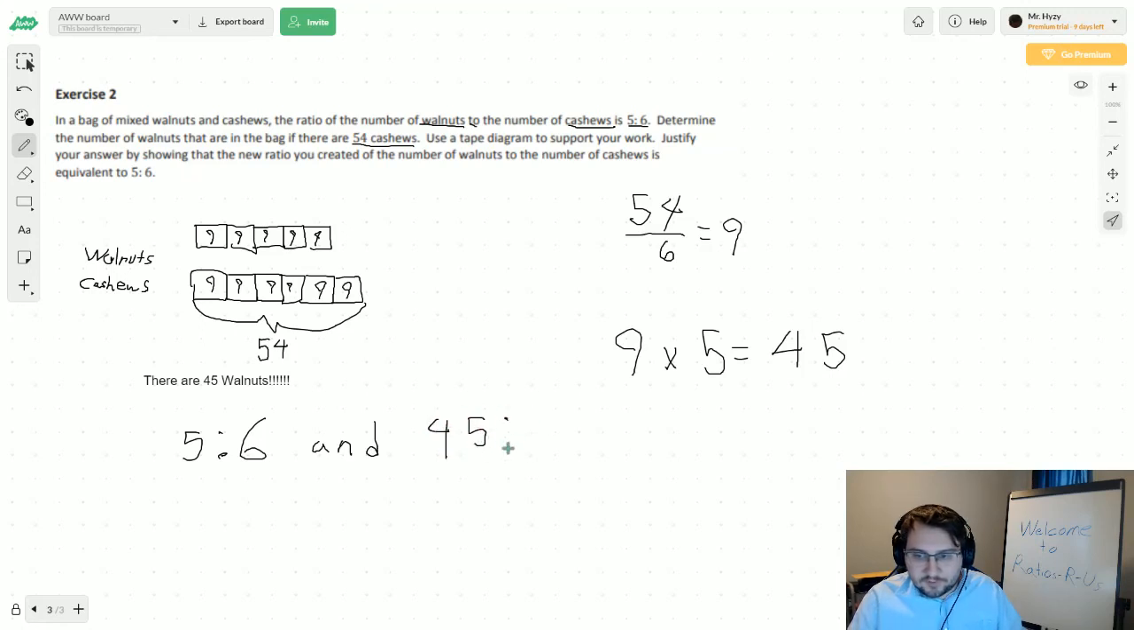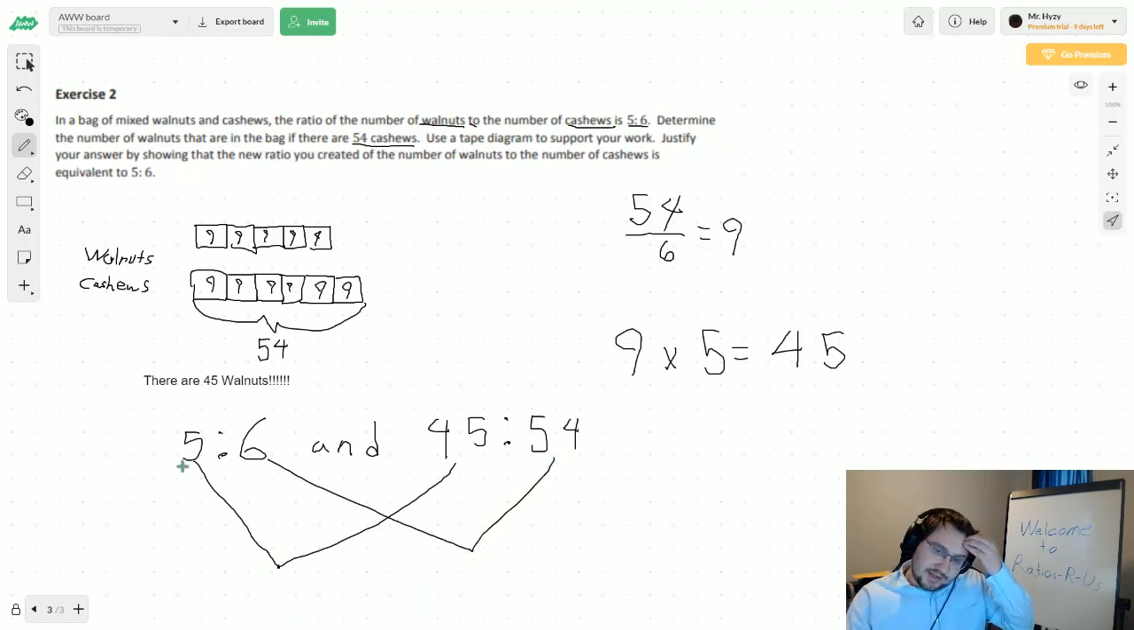And I'm going to write my colon. And my number of cashews, which we're told was 54. Now, with my arrow here, what do I have to multiply 5 by to get 45 and 6 by to get 54? Well, we already found it out. It's the same number we multiplied and divided over here. It's the same number that we put in these boxes. It's times 9.